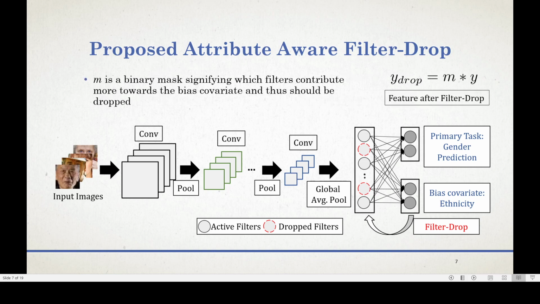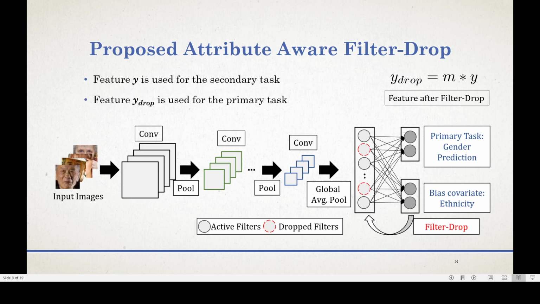The filters to be dropped are selected based on the bias covariate task. We identify the filters which contribute the most to the task of classifying the bias covariate, with the hypothesis that these filters are encoding the bias covariate. We drop these filters for the primary task in order to perform bias invariant classification irrespective of the data distribution.